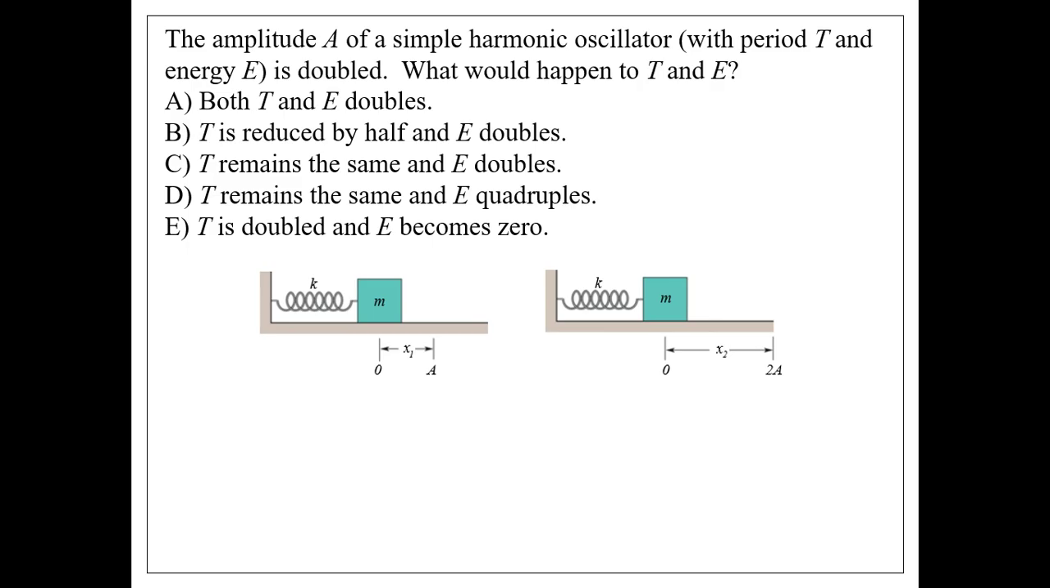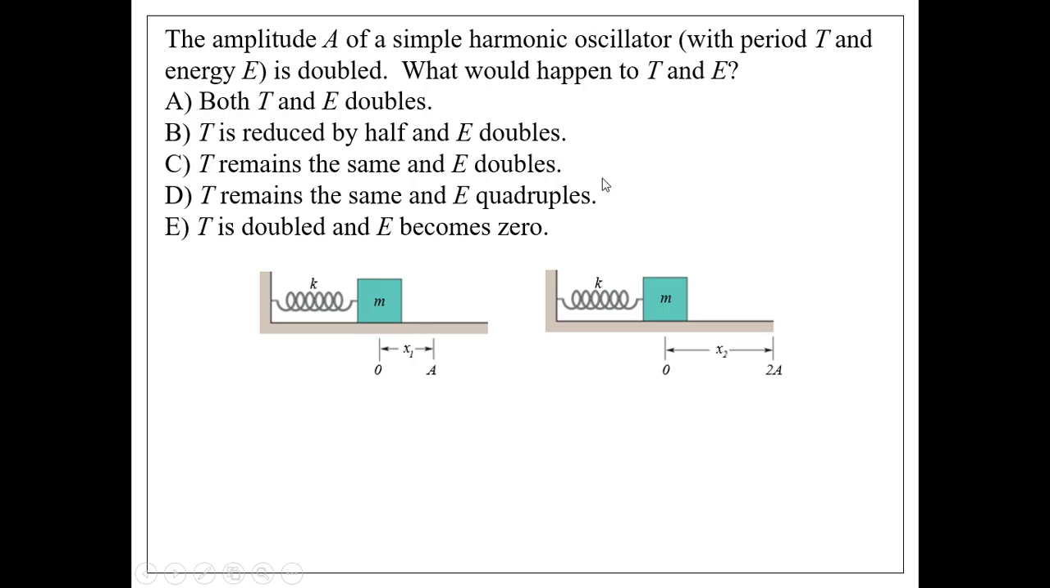For this one, the amplitude of an oscillation is given. It has some period T and some energy E, and it wants you to figure out which statement is true when the amplitude is doubled. It says here, what would happen to T, the period of oscillation, and E, the energy of the system, when A is doubled. So here your answer choices are A, B, C, D, and E.